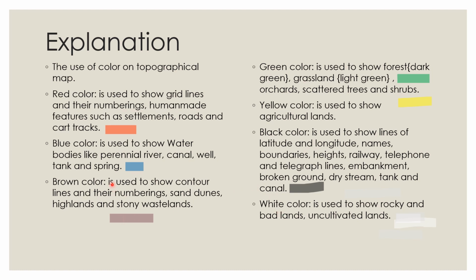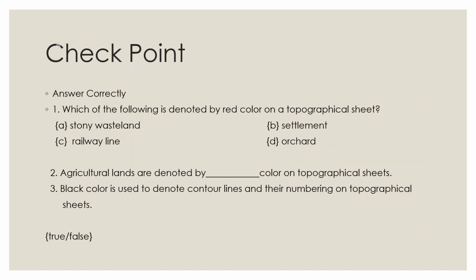So here in blue color we see the tank and canal which have water, and in black color we get to see the tanks and canal which don't have water, which are dry. White color is used to show rocky and bad lands, uncultivated land. Here we move to the next point, the checkpoint of the chapter.